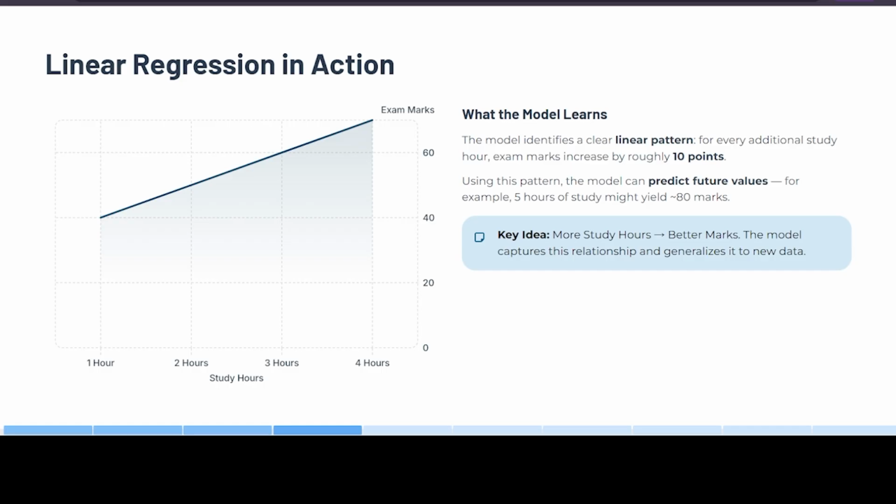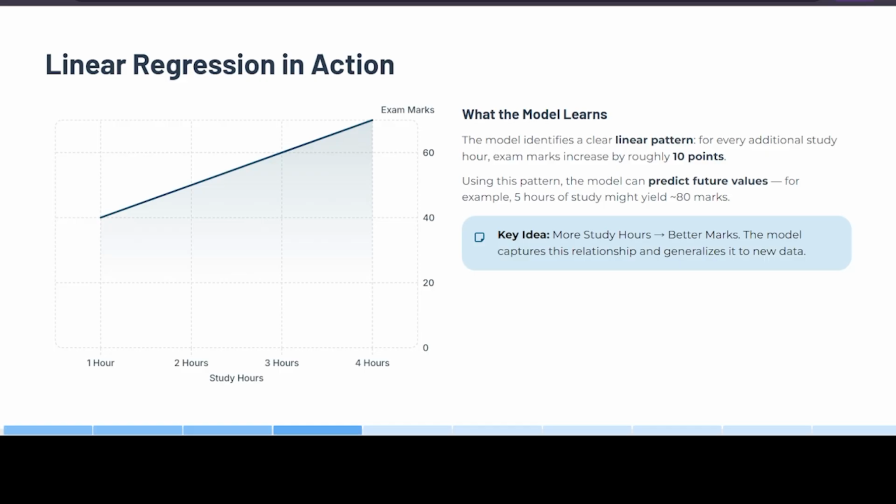Almost everywhere, guys. Why? Because the real estate companies use it to predict house prices, and then retail companies use it to forecast sales, and then businesses use it to estimate future demand. Even weather departments use a similar technique to predict temperature trends. So whenever the output is a number, regression becomes very useful on this platform.